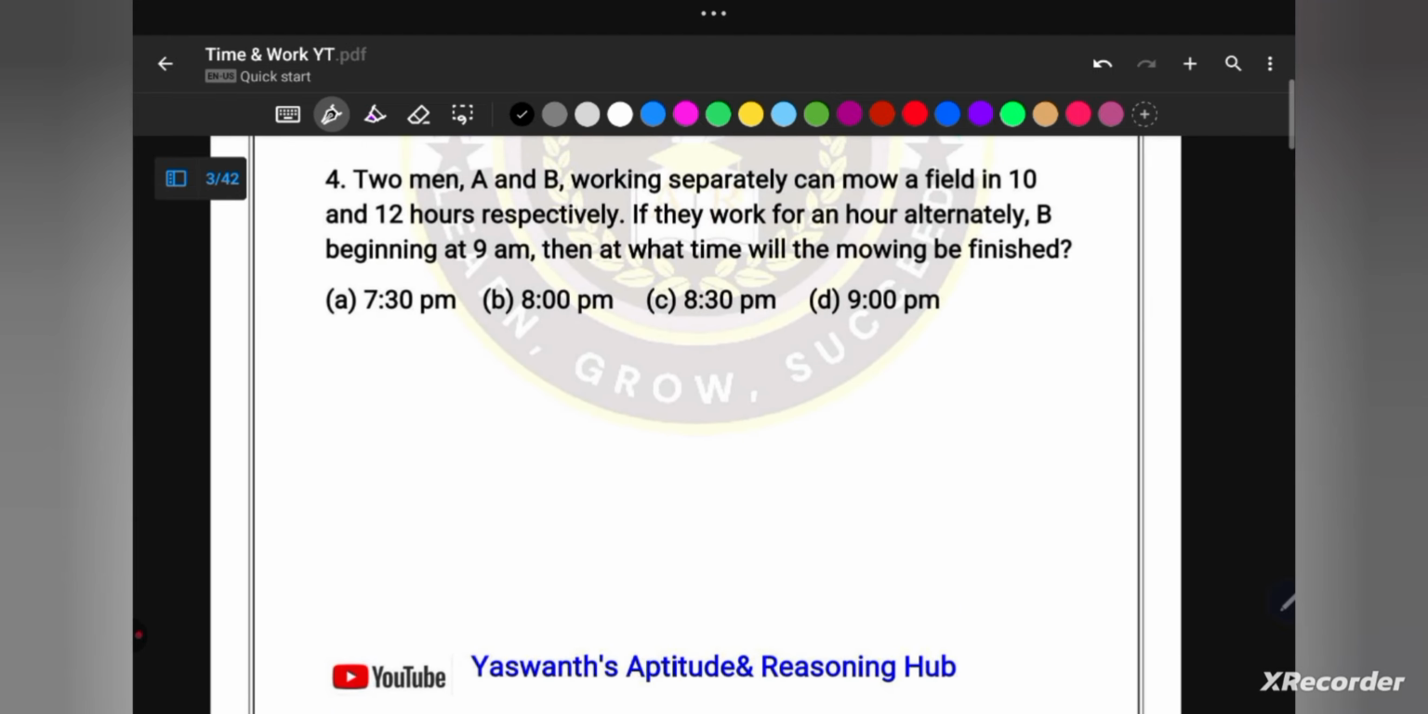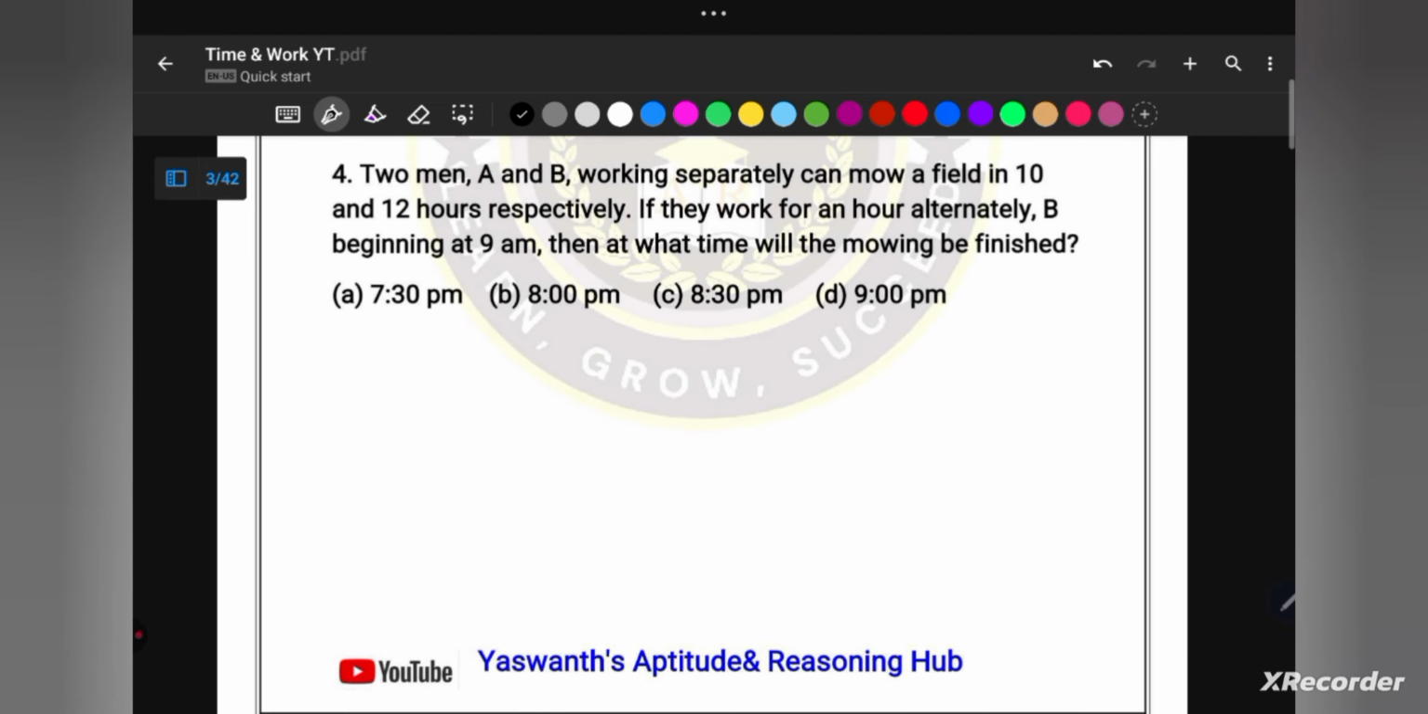The next question. In the question, the individual time periods are clearly given. So A will be taking 10 hours and B is taking 12 hours. So this is the time information given in the question. What is the next step? We'll be finding the work by using the LCM method. What is the LCM for multiples of 12? 60 is the multiple, which is also a multiple of 10.